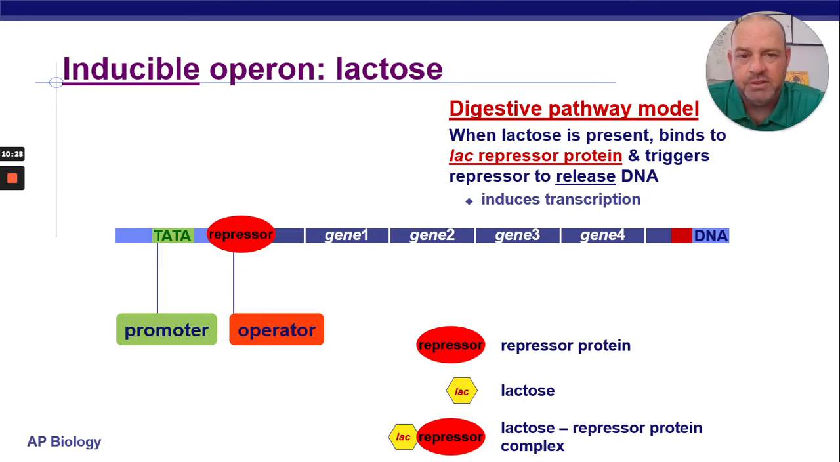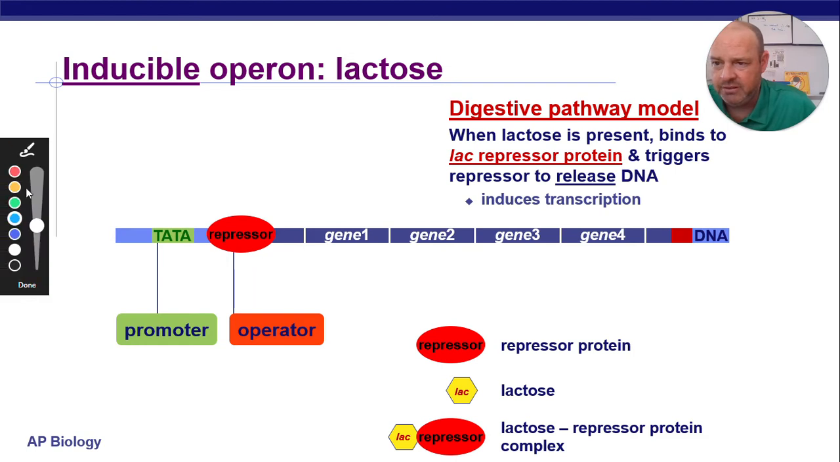Okay, moving on to the next operon, and we're only going to talk about two today. Okay, we just talked about the trp operon or the repressible operon. Now we're going to talk about the lac operon or the inducible operon, which is going to deal with lactose. Okay, so in this case, this is a digestive pathway. So when lactose is present, it's going to bind to the lac repressor and trigger the repressor to release. So in this case, it's a little different scenario. In the lac operon, the repressor is already there.